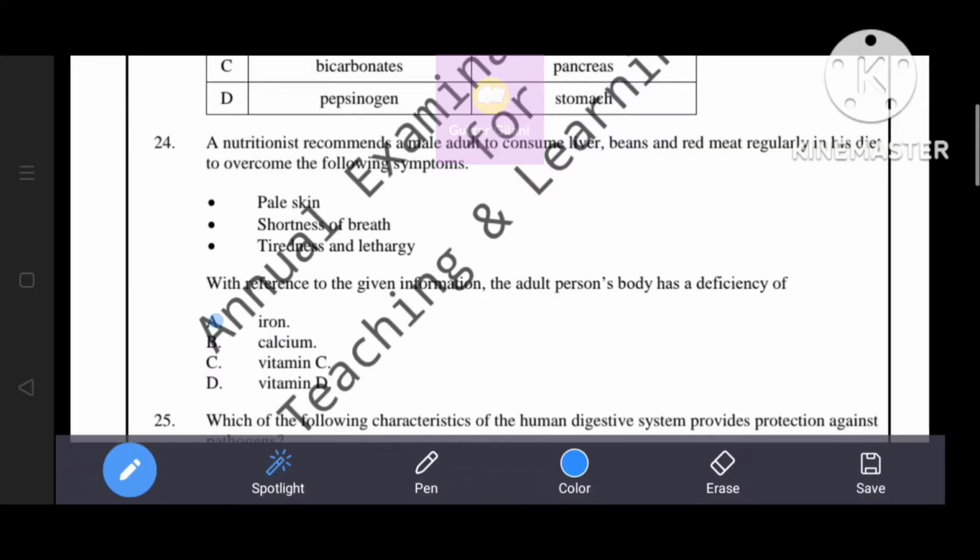Next question. A nutritionist recommends a male adult to consume liver, beans and red meat regularly in his diet to overcome the following symptoms: pale skin, shortness of breath, tiredness and lethargy. With reference to the given information, the adult person's body has a deficiency of.